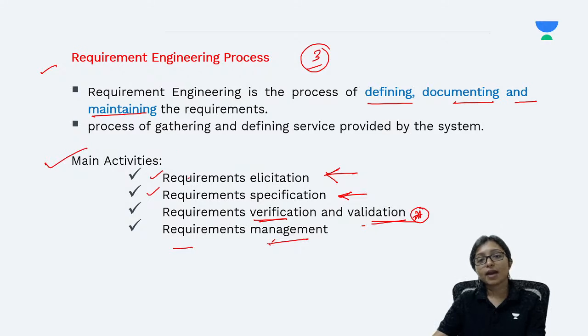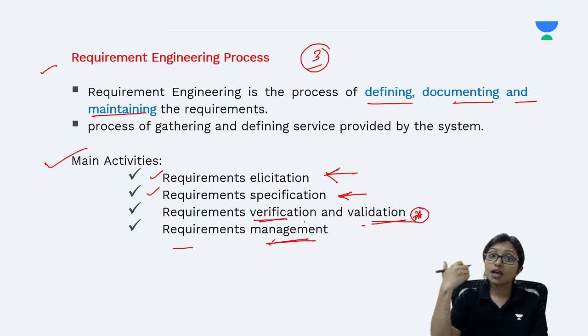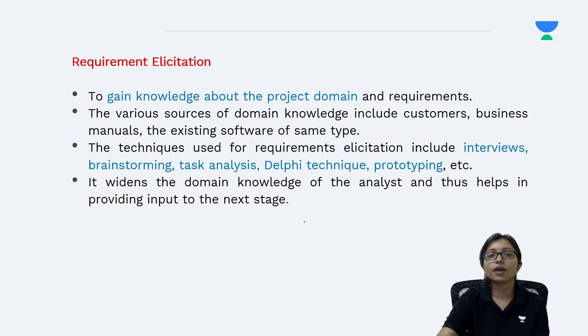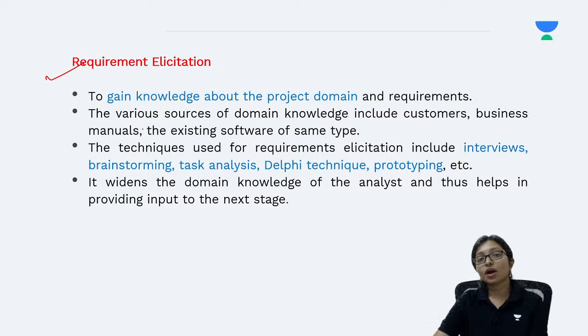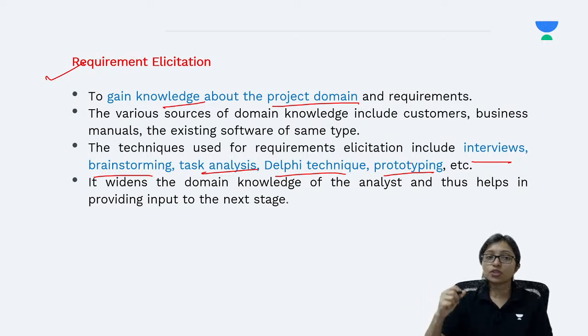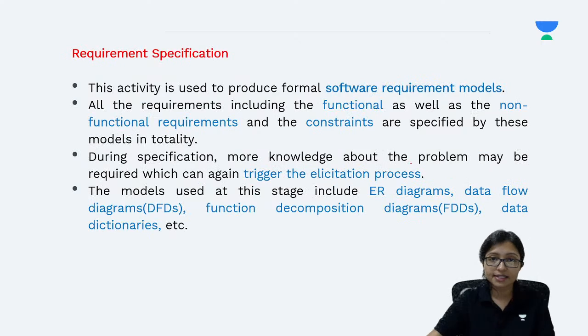And requirement management means that once the requirement is started, we start to work on that requirement, managing it priority-wise, working according to the priority. That is called requirement management. So you can see the requirement elicitation is the knowledge about the project domain. How are we gathering it? Through brainstorming, task analysis, the Delphi technique or prototyping. This way we gather the knowledge about the domain. This is called requirement elicitation.